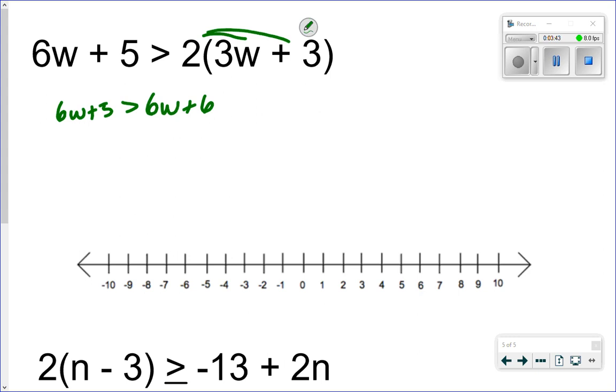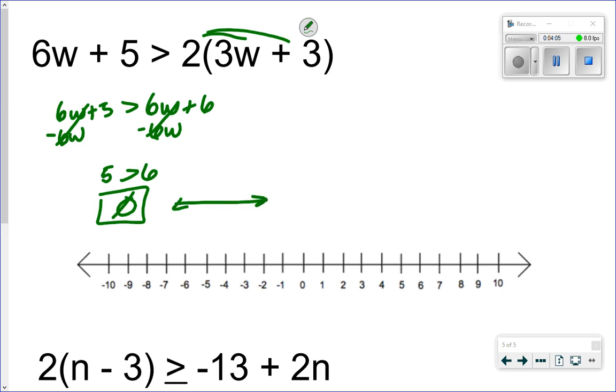Okay, I'm going to get the w's together. They happen to both cancel out, so I'm left with 5 is greater than 6. Is that a true statement or a false statement? Well, 5 is never greater than 6, so my answer is no solution. And I'm going to leave my number line blank. On your homework tonight, since you don't have a number line drawn, you would just draw a number line and not put anything on it. This would be the solution.